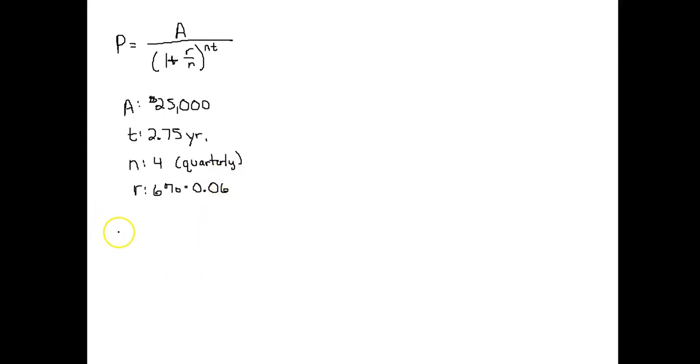Okay, so to get how much you have to invest now to make sure you have $25,000 in the future, start plugging these values into your formula. Then follow your order of operations to simplify.